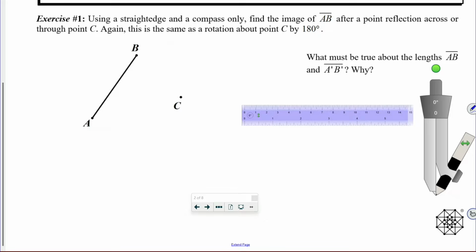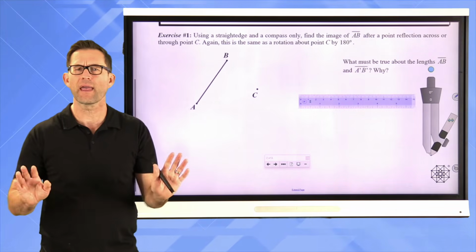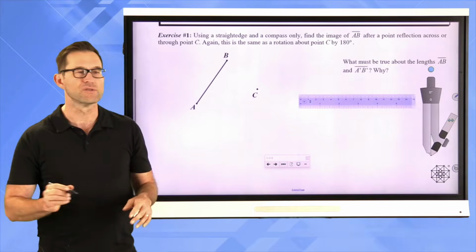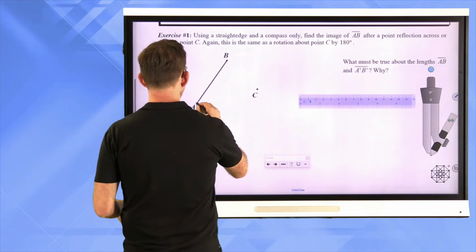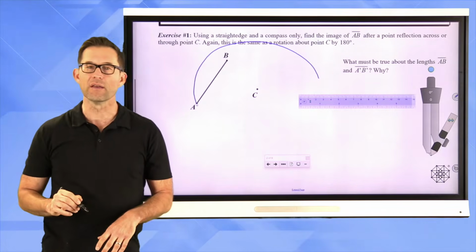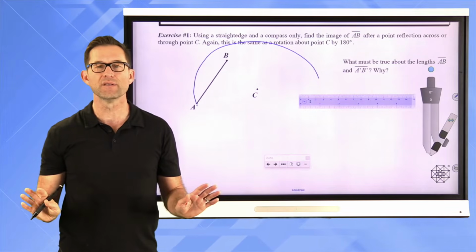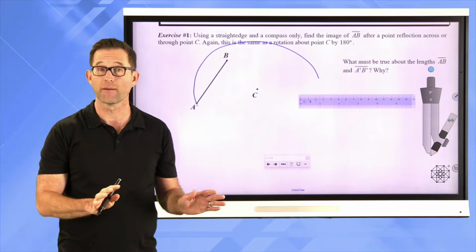Using a straight edge and compass only, find the image of segment AB after a point reflection across, or through, point C. Again, this is the same as a rotation about point C by 180 degrees. Now remember, all rotations are this idea, and I'm going to do a quick hand sketch, don't do this yet. If I rotate point A about point C, forget about point B for a second, what I'm doing is moving it along a circle. So it's always staying the same distance away from C as what it started.